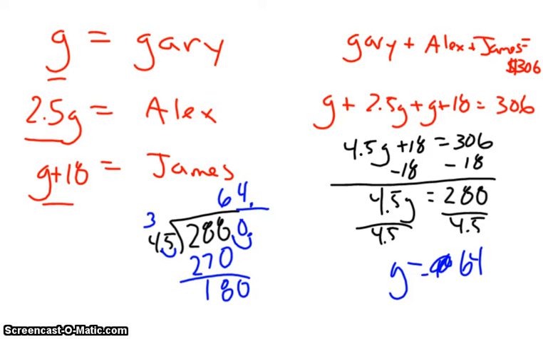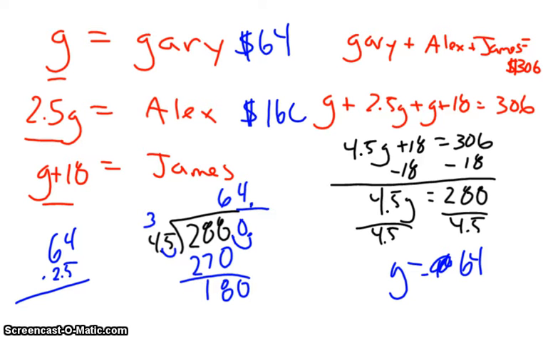So we know that G equals 64. If Gary makes 64, that means he is at $64. Well, it says Alex is 2.5 times Gary. So then I'd have to go 64 times 2.5. Okay, and I'll go ahead and do that out. But I can do this mentally also and say 128 plus 32 is 160. I hope you saw that I doubled the 64 to get 128, and then I took half of 64, which is 32, to give me 160.